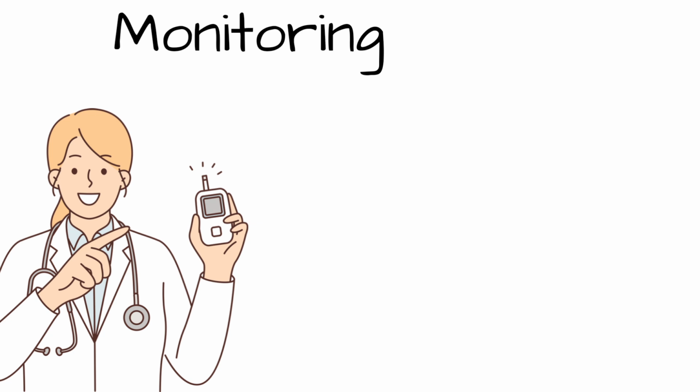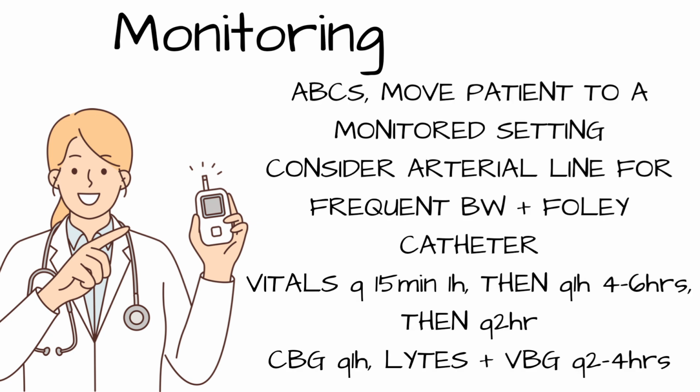Monitoring. When managing DKA, it's important to monitor the patient's condition closely. This involves focusing on the patient's airway, breathing, and circulation, moving them to a monitored setting, and considering the use of an arterial line for frequent blood withdrawal and Foley's catheter for monitoring.